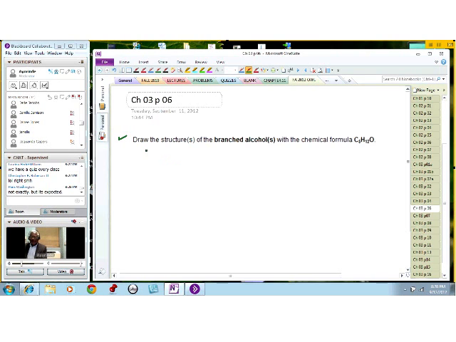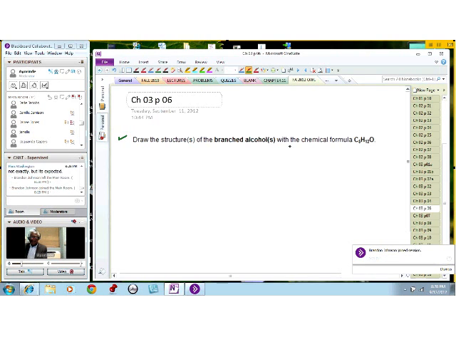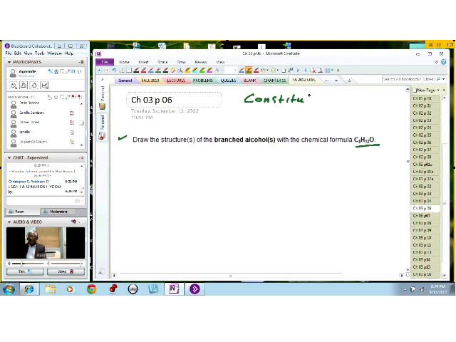Okay. The question here is, draw the structure of the branched alcohols with the chemical formula C5H12 and 1 oxygen. So once again, we are dealing with constitutional isomers. That is what they are testing here, your knowledge of constitutional isomers. Even though we are actually focusing on alkanes and cycloalkanes in chapters 3 and 4, very often they will bring in some other classes of compounds. So here, they want the branch alkane with that formula.